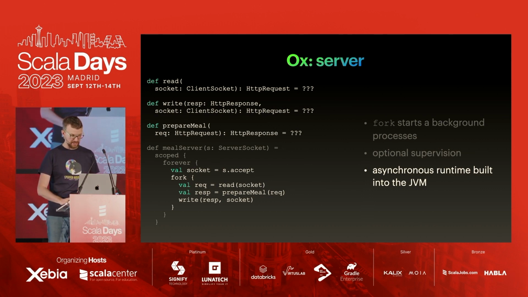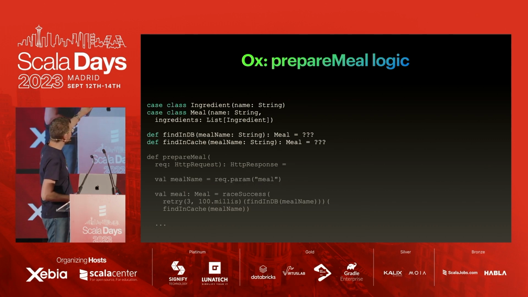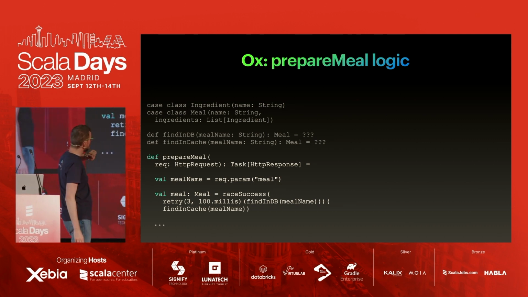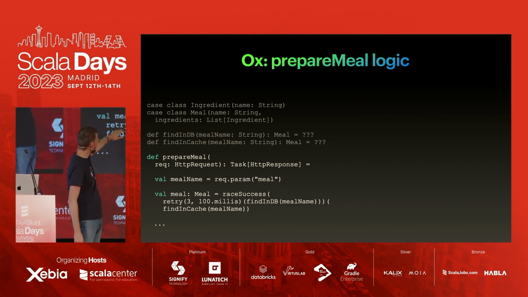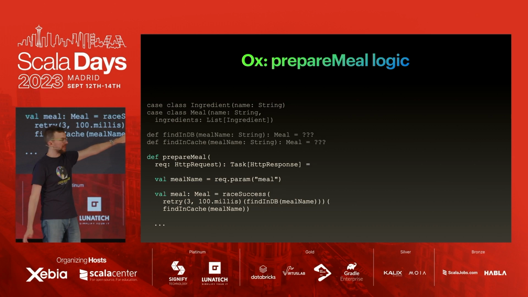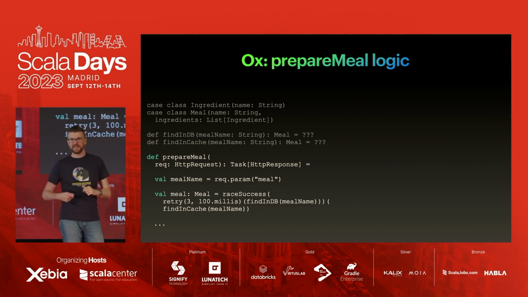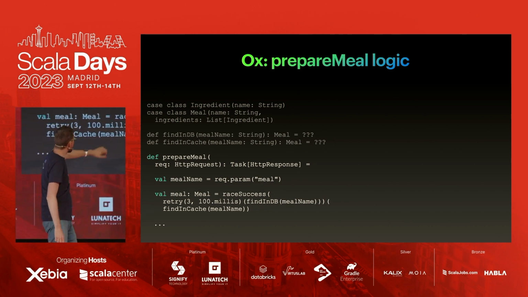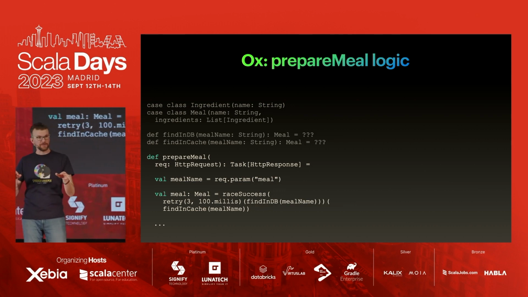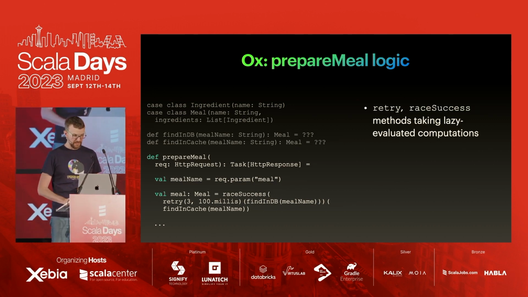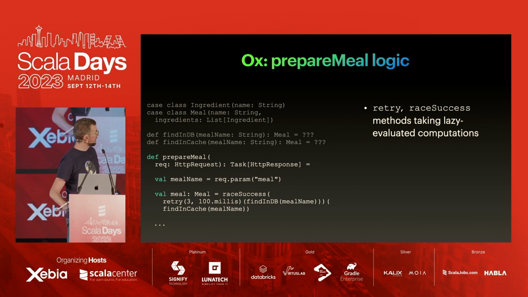I already mentioned that. So okay, let's dive into the prepare meal. Same stuff as before, and similar to before, we've got some combinators over here. So we've got the retry combinator, which takes this parameter by name. It's not visible, which is kind of a disadvantage because you don't really see which parameters are lazily evaluated and which are eagerly evaluated. But this will be lazily evaluated because it's taken by name. Similarly, this race success will start 2 fibers. It will race these computations, and the faster one will win. Yeah, so these are the race success and retry methods.